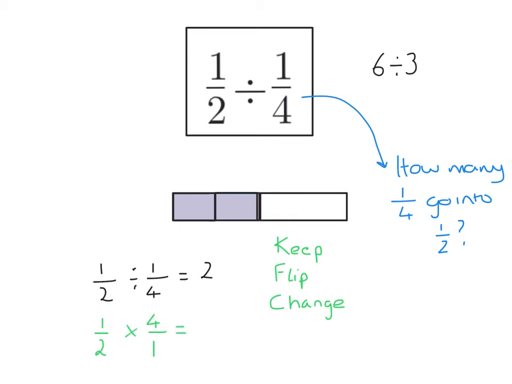Now we already know how to multiply fractions, so I can do 1 times 4 is 4, 2 times 1 is 2, a fraction is division, so 4 divided by 2 is 2. So how do we divide fractions? We KFC.